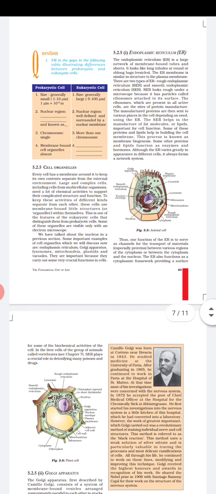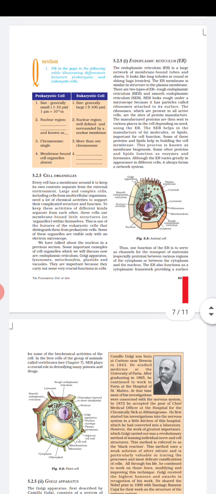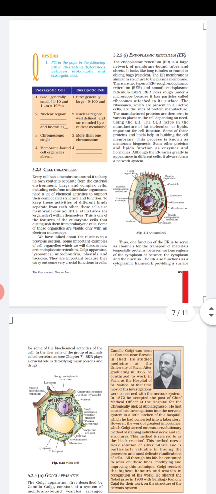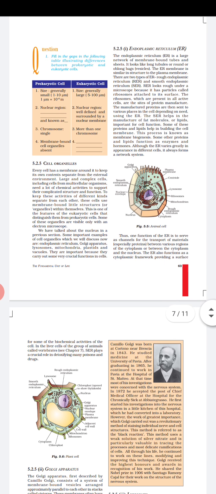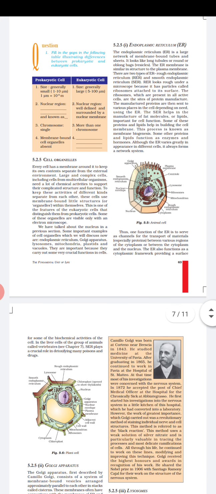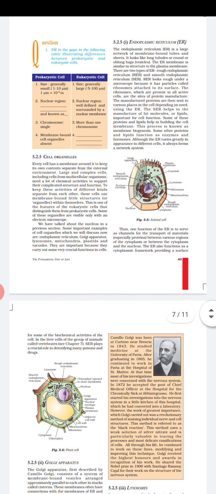Now let us see first, that is endoplasmic reticulum, which is denoted by the symbol ER. The endoplasmic reticulum, ER, is a large network of membrane-bounded tubes and sheets. It looks like long tubules or rounded or oblong bags. The ER membrane is similar in structure to the plasma membrane.